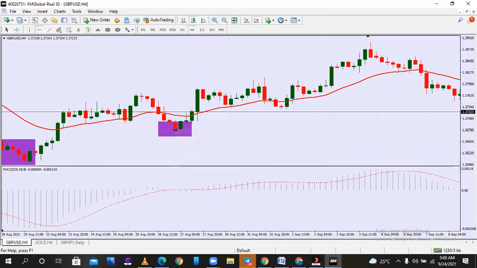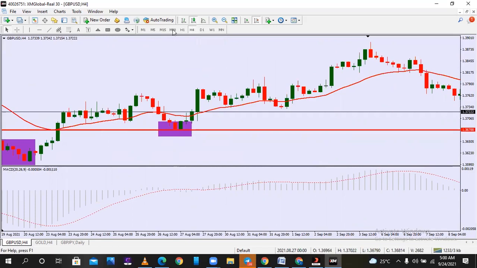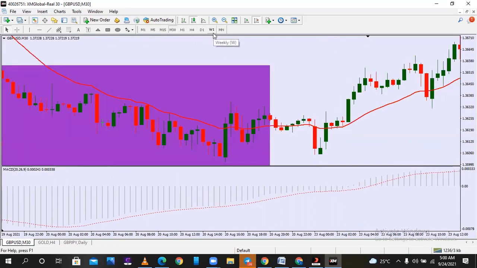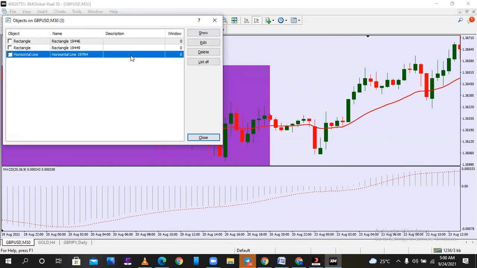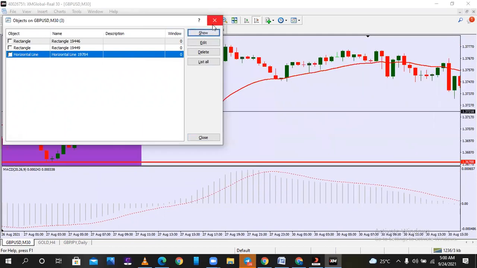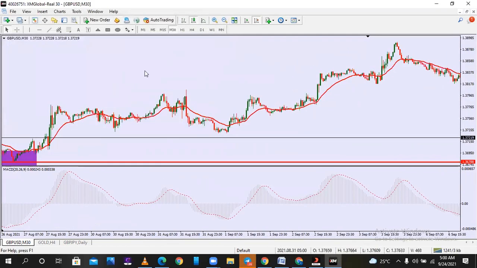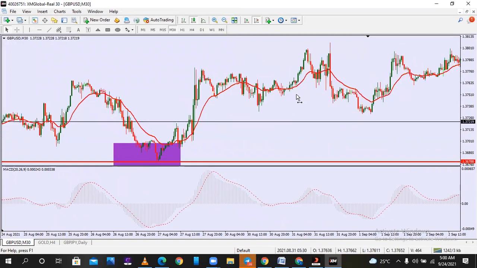So we are looking at what? The 30 minutes, the 4 hours, and the 1 hour. Now, this is the 30 minutes, and this is the point where we have our divergence on the 30 minutes. Remember, the first thing is they show their hands that they want to reverse price. And this is the divergence on the 30 minutes.